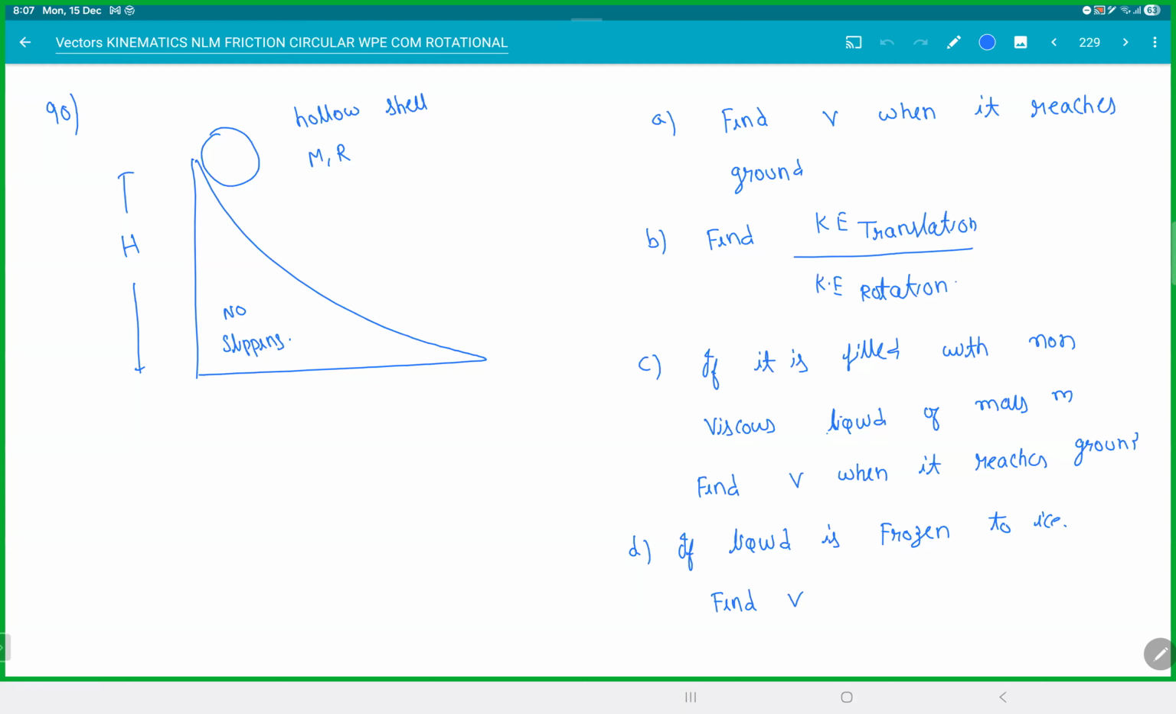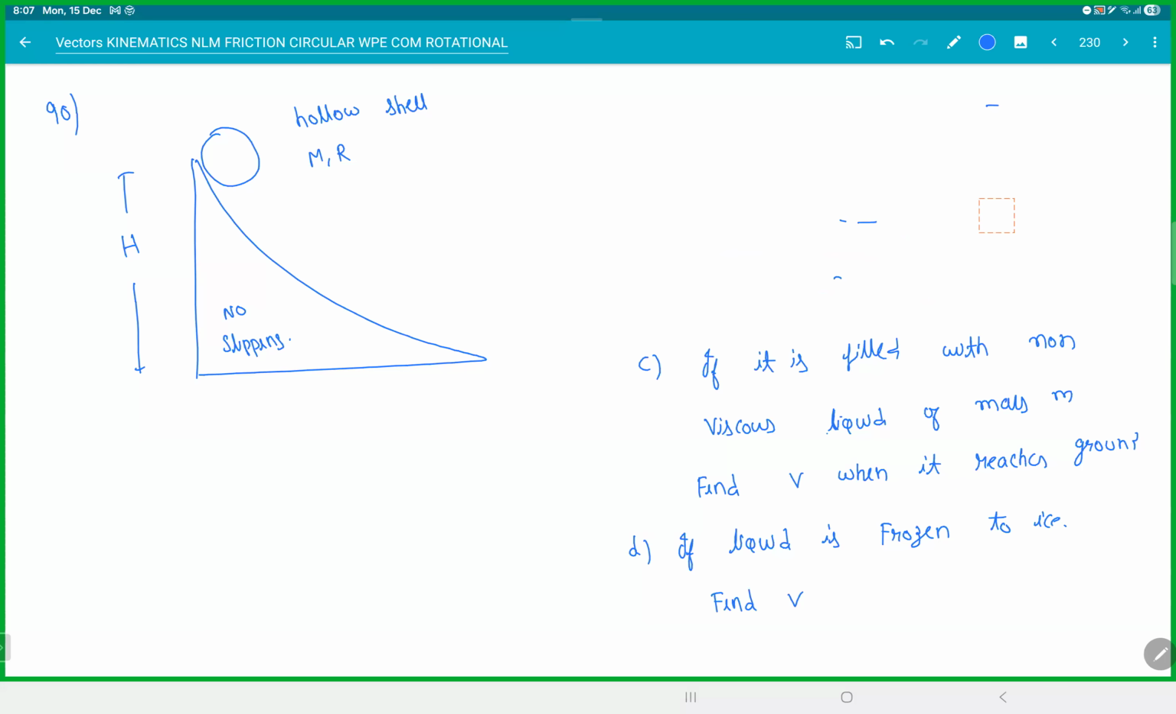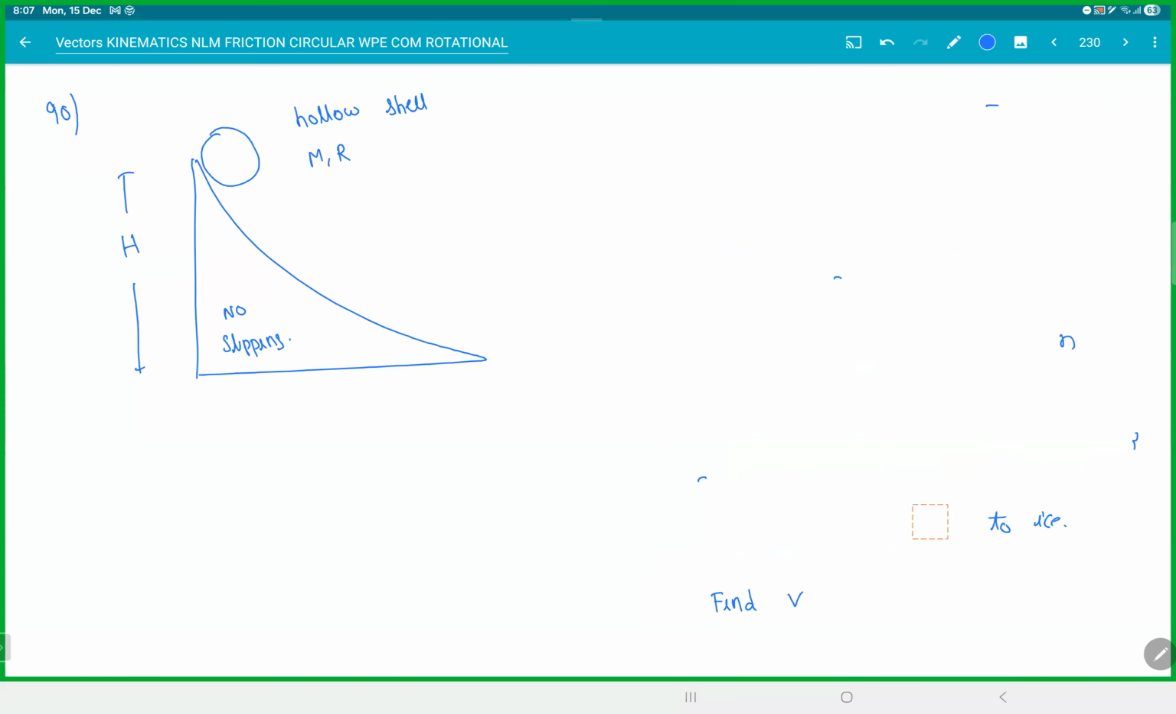Let's see. So find the speed when it reaches the ground. That is easy, and that was a mains question. They do ask. So loss in potential energy, mgh is equal to half mv square plus half I omega square. It's a hollow shell, so ICOM is 2 by 3 mr square. The bottom is on the ground, so it is not moving, so I can use V is equal to R omega. So you'll get the answer.